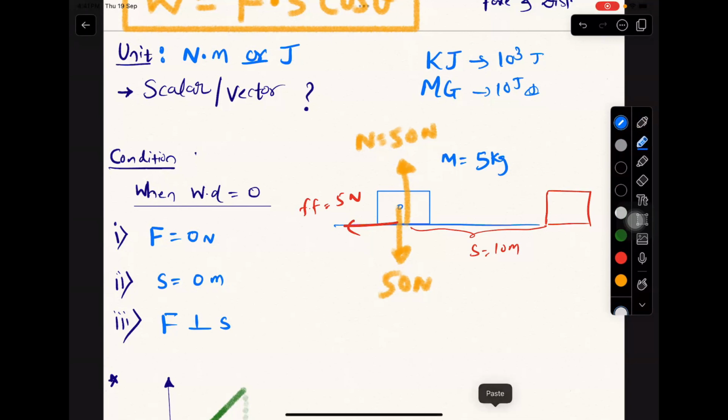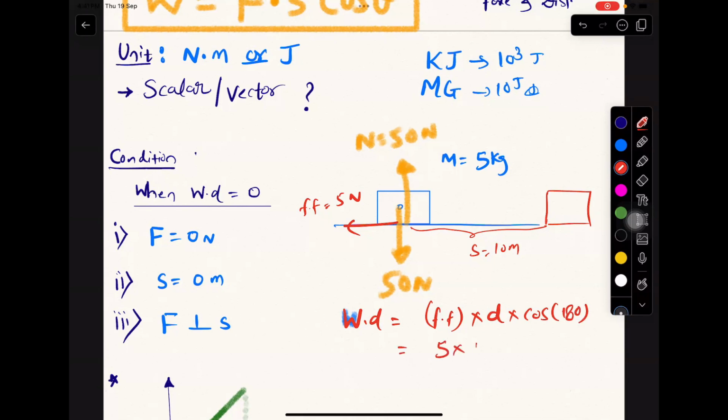So you can calculate the work done by the frictional force. Work done by friction will be the frictional force multiplied by the displacement multiplied by the cosine of the angle between them. This time the angle is 180, so 5 times 10 times cos 180. Now cos 180 is -1, and hence this will be minus 50 newton meter or minus 50 joule. Whenever you see your work done is negative, that's some form of energy loss. We will discuss that later. Work and energy are the same concept.